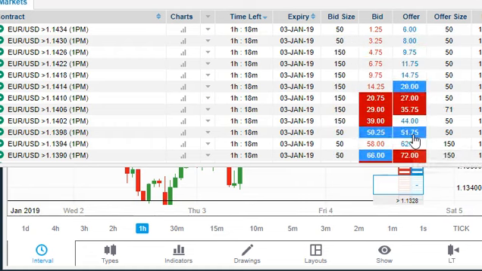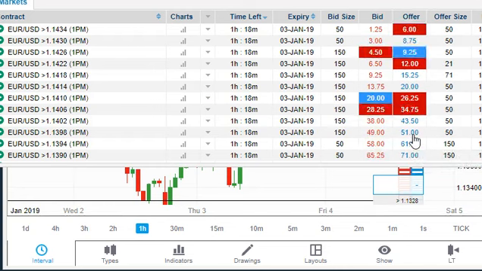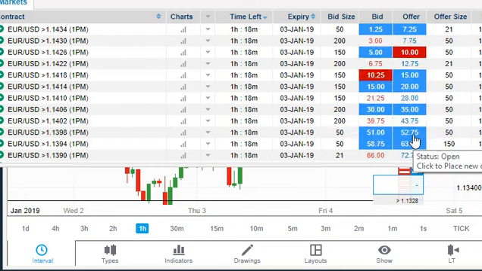But it's a simple system. It's been very profitable over the years. I've traded it for many years. It's one of my favorites, and I hope it becomes one of yours as well.